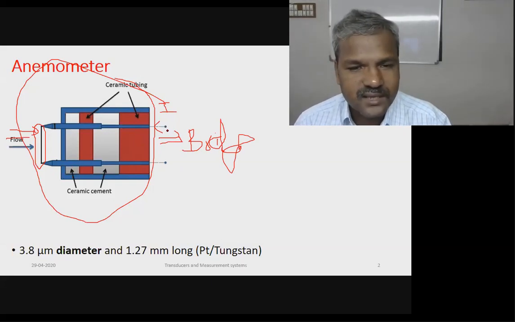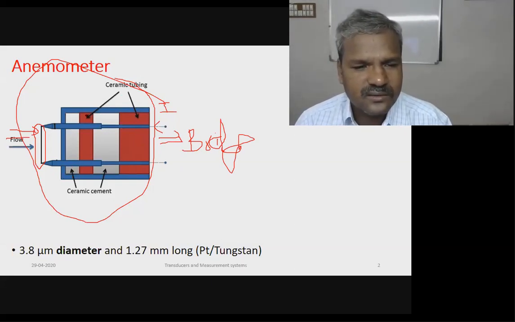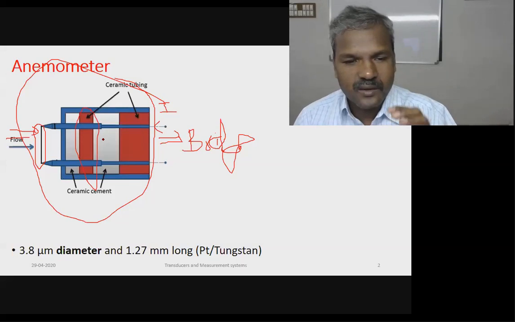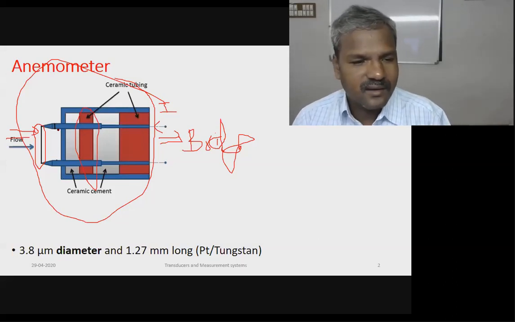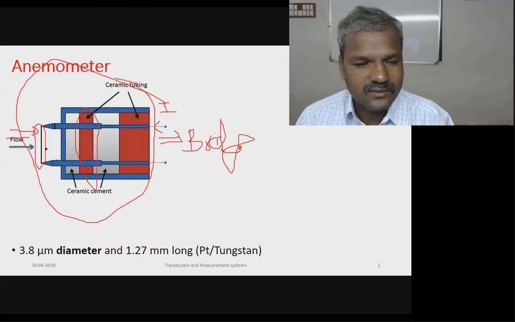This is the housing, ceramic tubing. This is ceramic cement, which is used to bond or mount the wire holder. These two are the holders of the hot wire. The resistance of the wire is considered as RT.